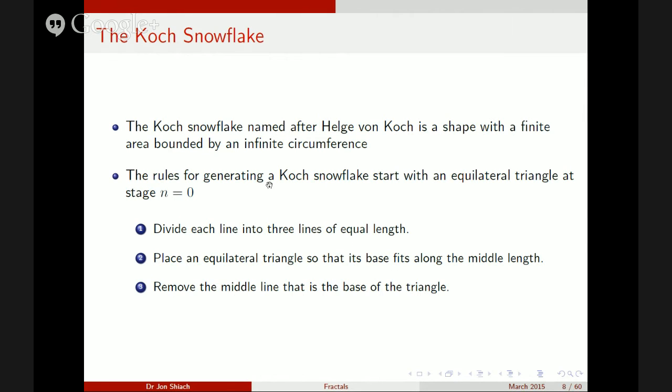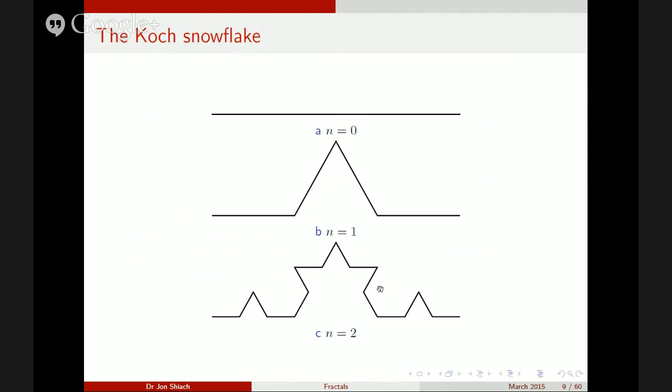And the rules for generating the Koch snowflake: we start with an equilateral triangle, and for each edge of the equilateral triangle, we remove the middle third and replace it with two lines which form an equilateral triangle themselves. So place an equilateral triangle so its base fits along the middle length and just remove the middle length. So for a single side of your triangle, this is what we have.